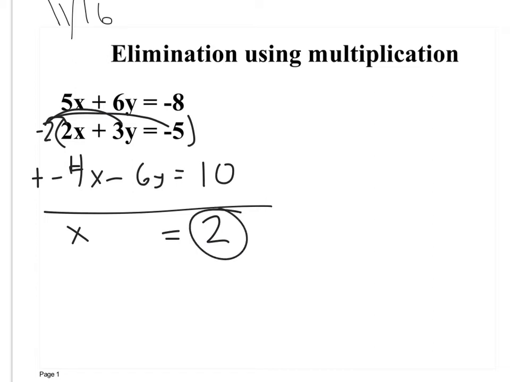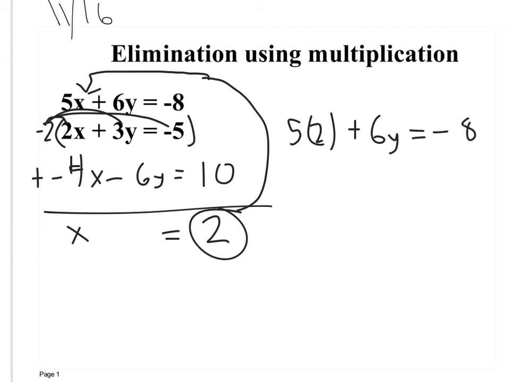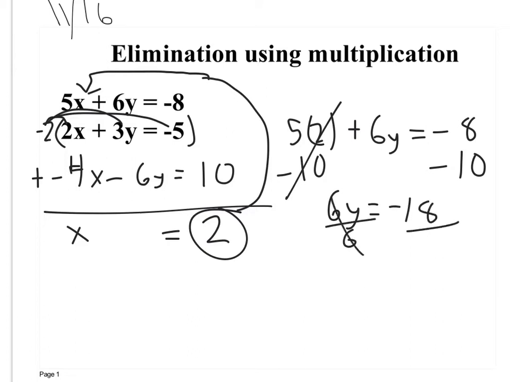What I do is I take that and I plug it into one of these. It doesn't matter which. I like to just plug it in the top one. So I take 5 times 2 plus 6y, make it equal -8, and solve for y. So this is 10. So I'm going to subtract 10 from both sides. 6y is equal to -18. Divide by 6. y is equal to -3. So there's my ordered pair.